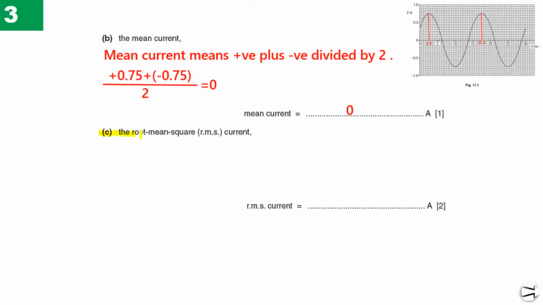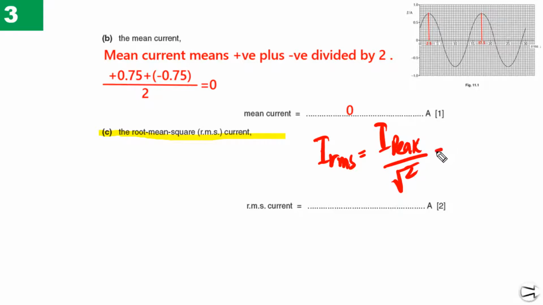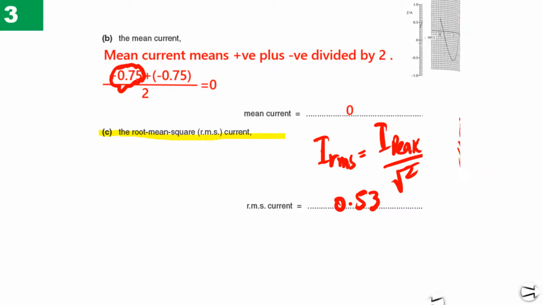For part C, simply we need to calculate the RMS value. Means I RMS we need to calculate, and I RMS is equal to the peak value of current divided by root of 2. In this case, the peak value we already have. As you can see here, this is the peak value. If you are not clear, you can also find it from here. This is equal to 0.75 and we just need to divide by root of 2 and our final answer will be 0.53. So this is our final answer.